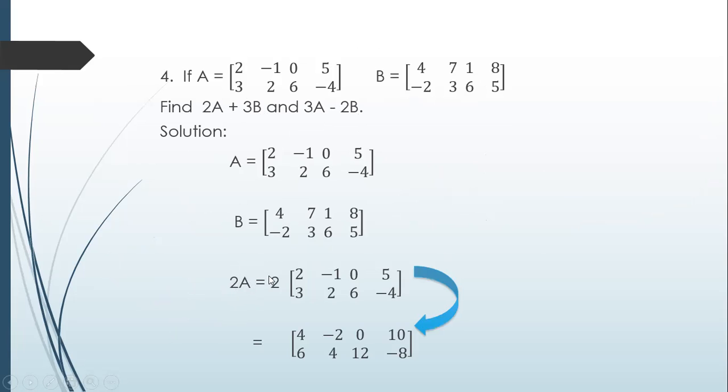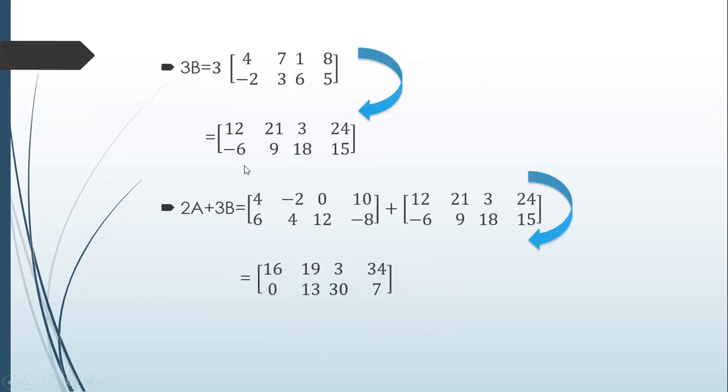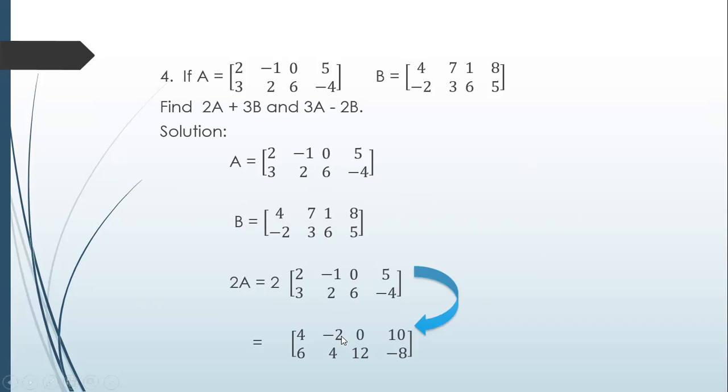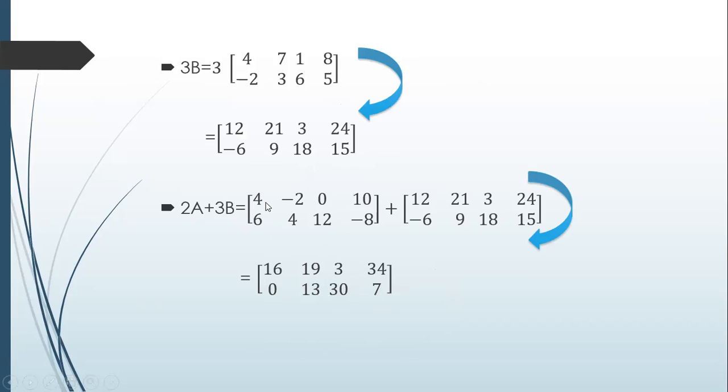2 into A. We multiply 2 with the matrix A, so we multiply 2 with each entry of the matrix. 2 into 2 is 4, 2 into -1 is -2, 2 into 0, 2 into 5, like that we did all the multiplications. Then 3B, 3 into B, we multiply 3 with all the entries of the matrix, and we get this value. Then we add 2A plus 3B. Here 2A is this value, plus 3B, we add the corresponding elements of each matrix, and we get the resulting matrix 2A plus 3B.